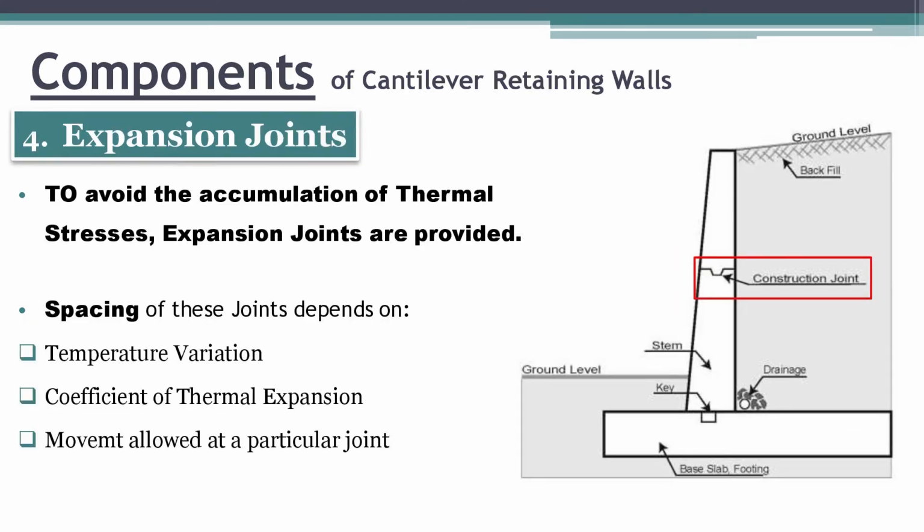Next component is expansion joint. Expansion joints are provided to avoid the accumulation of thermal stresses like expansion or contraction. Spacing of these joints depends upon three factors. First one is temperature variation, coefficient of thermal expansion which is constant, and movement allowed at a particular joint.